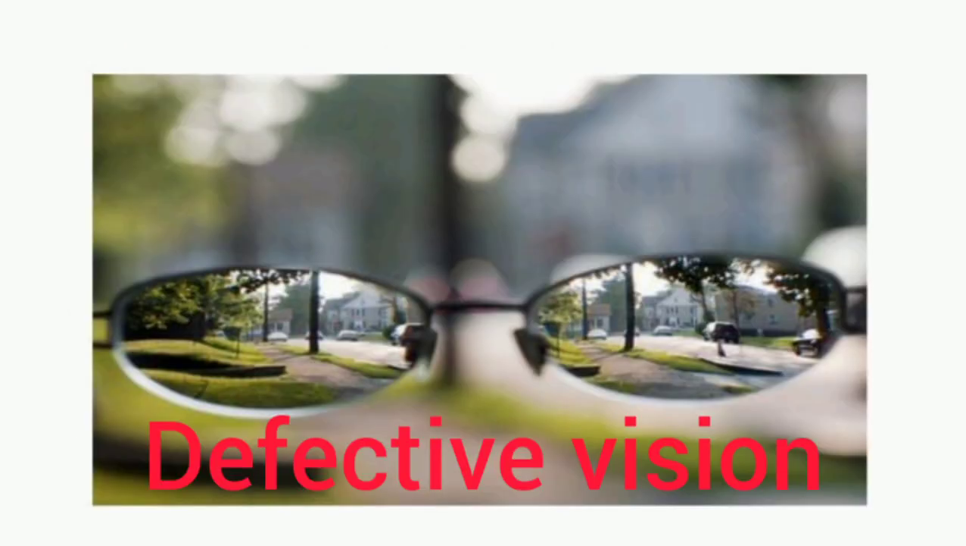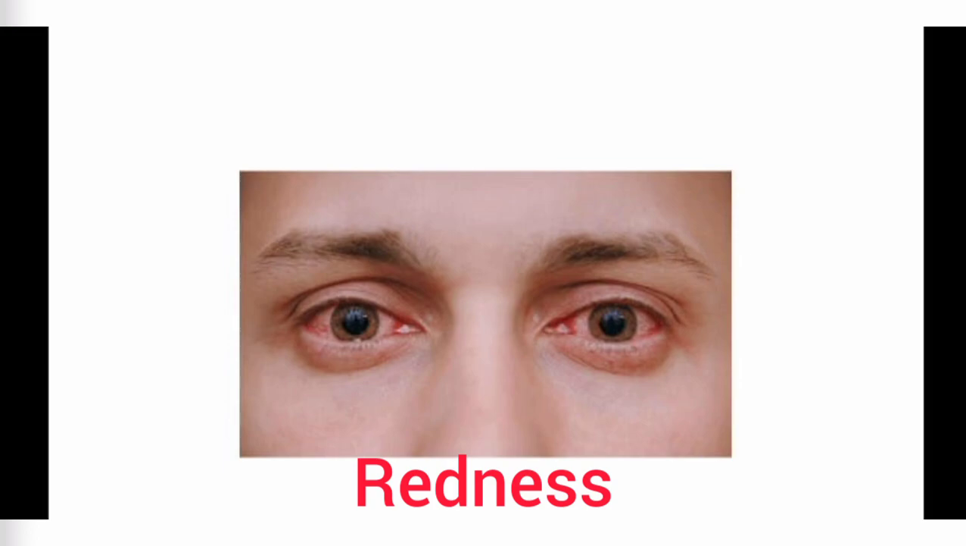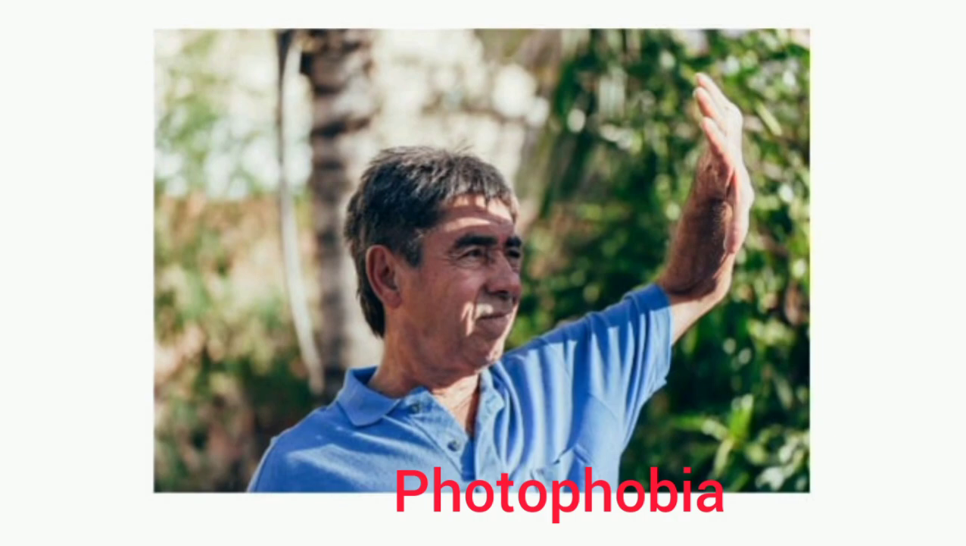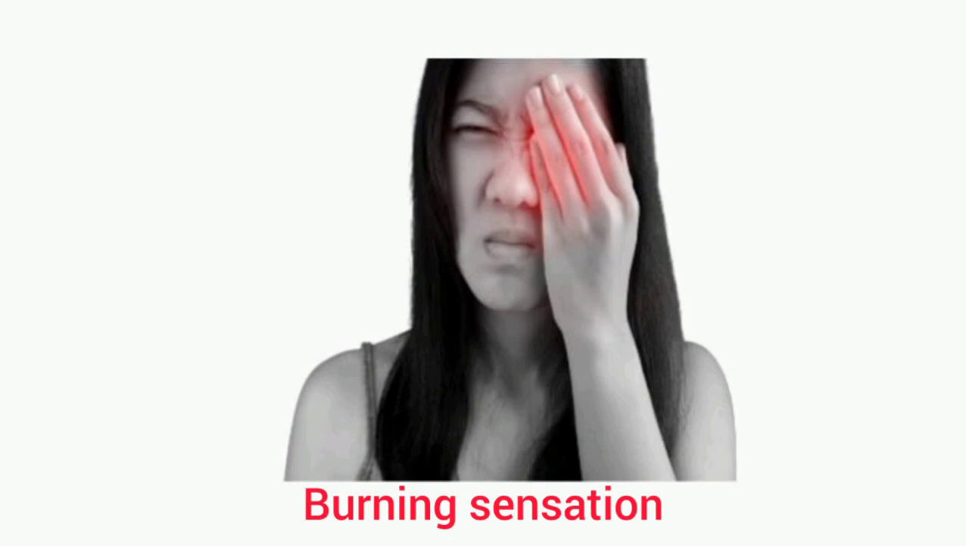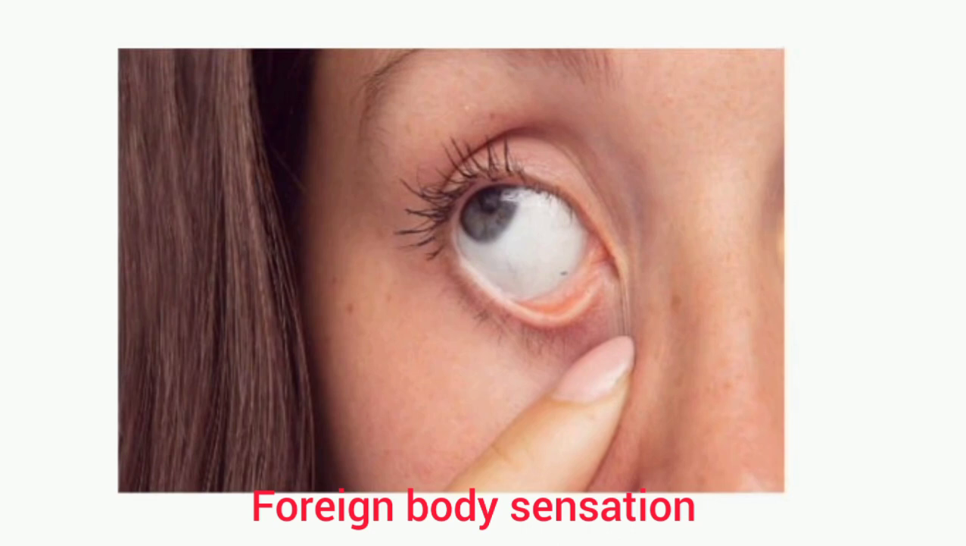First, defective vision. Defective vision means blurred vision. Next, watering and discharge. Mucus or pus coming from the eye is known as discharge. And next is redness. Next, asthenopia. Asthenopia means eye strain. Photophobia means extreme sensitivity to light. Next, burning sensation. Next, itching. Foreign body sensation means a feeling of grittiness or having something in the eye, frequently caused by a foreign body.